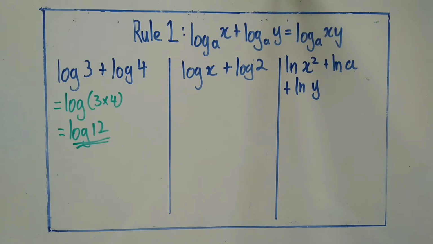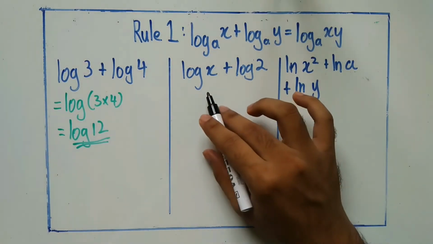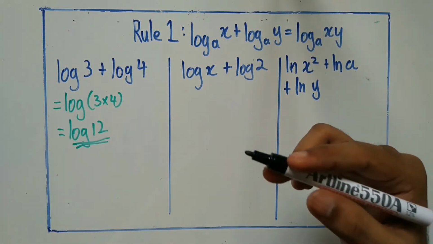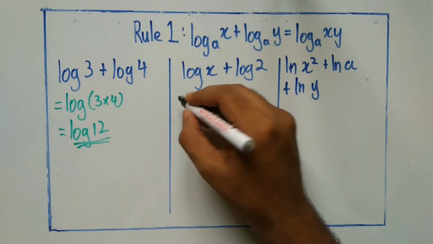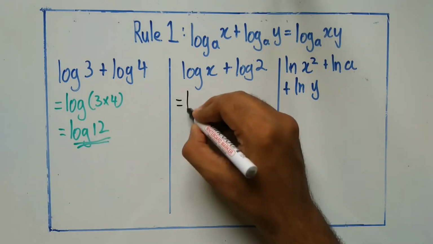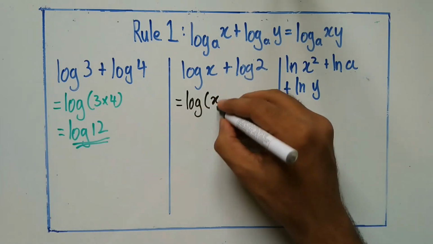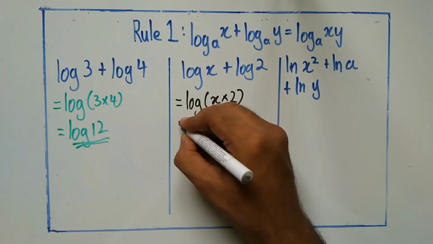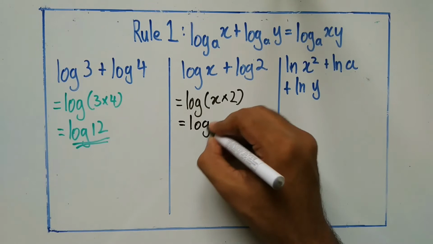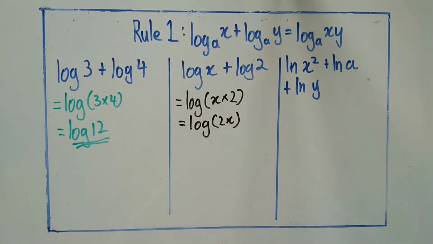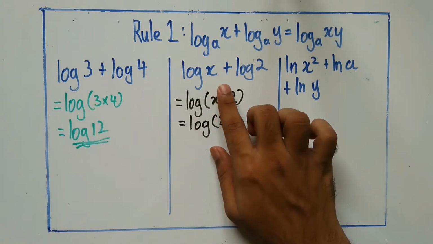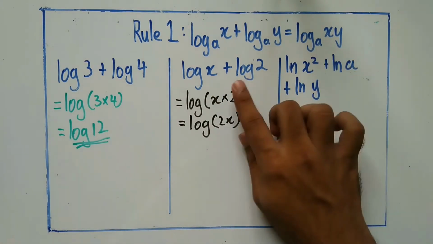In the second example, there is an unknown and a number. You can use the same process again to solve, which is log x times 2, which gives log 2x. Remember, as long as the base is the same, you can always multiply the numbers.